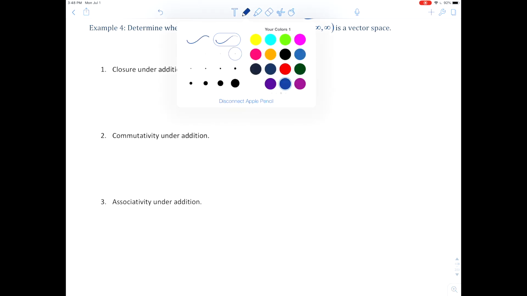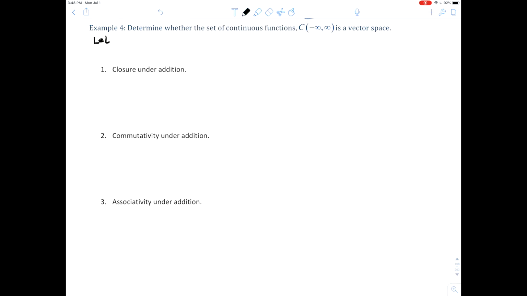So we'll do our little setup here, and we'll say let f, g, and h belong to the set of continuous functions, and let c and d belong to the real numbers. Closure under addition. So what do we usually do for closure? Well, we take 2 vectors that are from the set, and then we add them together, and we see if we get something that's part of the set.